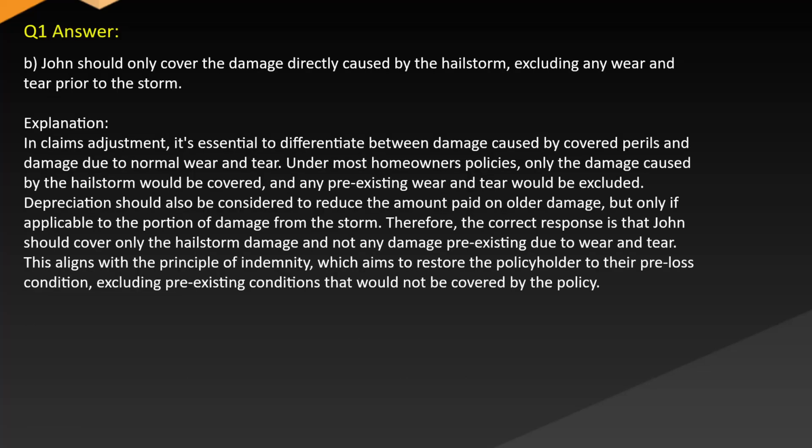Answer. B. John should only cover the damage directly caused by the hailstorm, excluding any wear and tear prior to the storm. Explanation. In claims adjustment, it's essential to differentiate between damage caused by covered perils and damage due to normal wear and tear. Under most homeowners' policies, only the damage caused by the hailstorm would be covered and any pre-existing wear and tear would be excluded.